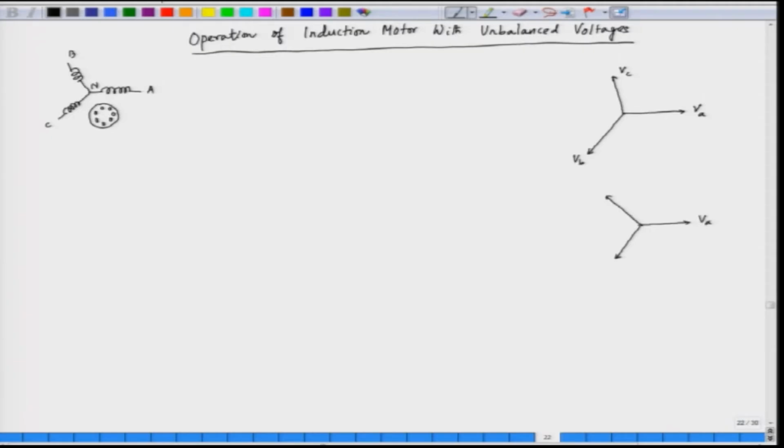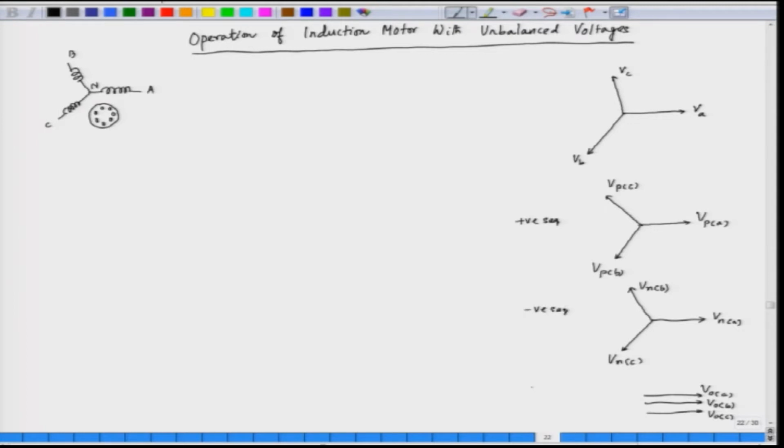this is V P A, the positive sequence component of phase A. This is positive of phase B, this is positive of phase C, and we can split this into a negative sequence component: negative of phase A, negative of phase B and negative of phase C, and a 0 sequence component: zero of phase A, 0 of phase B and 0 of phase C. Now, this is the positive sequence component, we have a negative sequence component and we have a 0 sequence component.